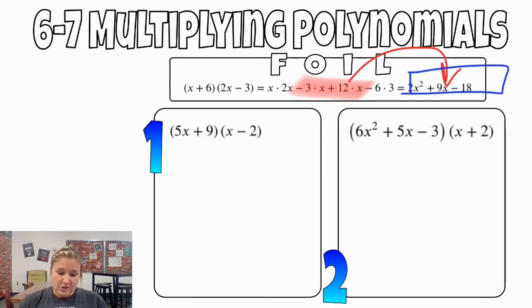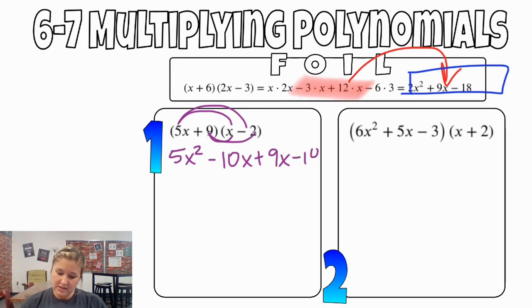So let's take a look. I'm going to do the first times the first, so 5x times x. So that's like a 1 and a 1. Remember, if I multiply, I'm going to add those. So that becomes 5x squared. And then I'm going to do outside, which is 5x and a negative 2, which is going to be a negative 10x. And then inside, which is going to be a positive 9x. And then last is going to be a negative 18.